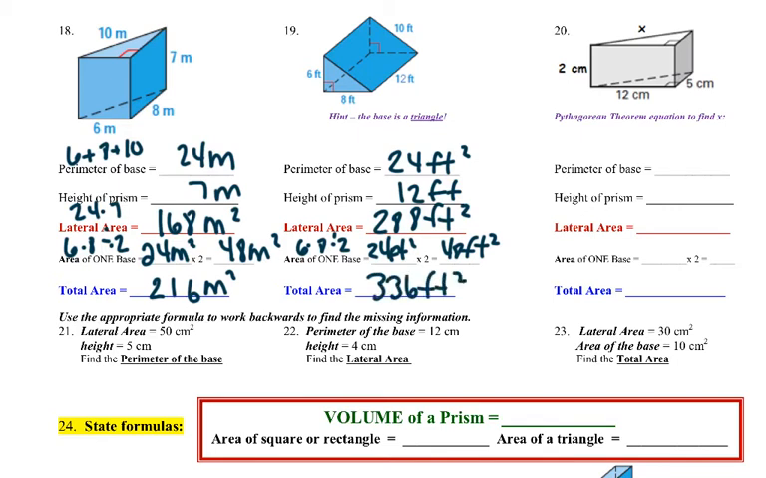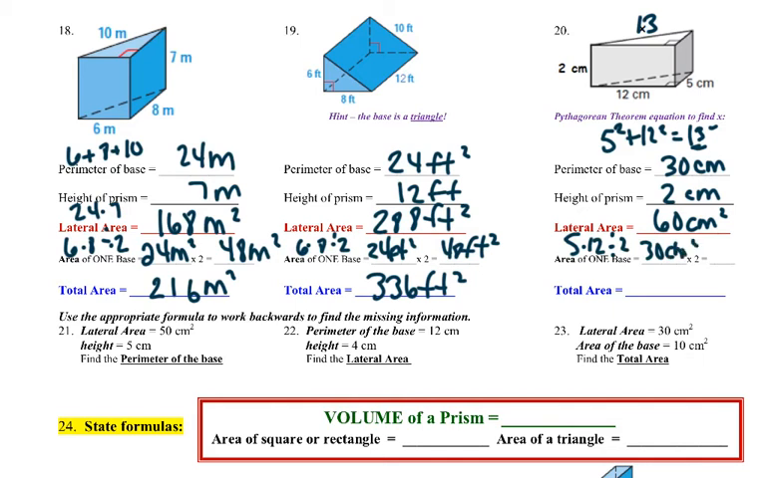Last one here. If you use Pythagorean Theorem, I think you remember that it's 5 squared plus 12 squared equals 13 squared, right? X is 13. So that adds up to 30 centimeters. Height is 2. 30 times 2 is 60. Again, 5 times 12 divided by 2 is 30. Double it to 60, and 60 plus 60 is 120.